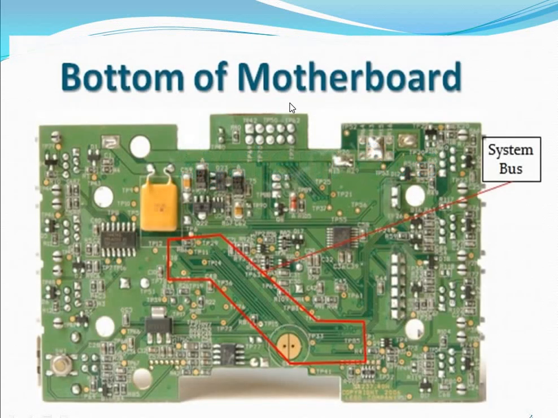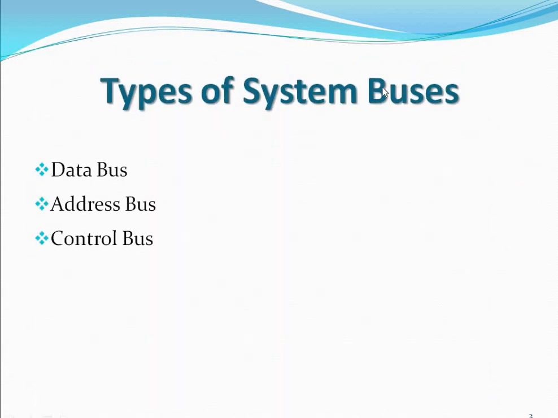This is how the bottom of the motherboard looks, and the highlighted portion specifies the system buses. Types of system buses. There are three types of system buses. The first one is data bus, second is address bus, and the third one is control bus.